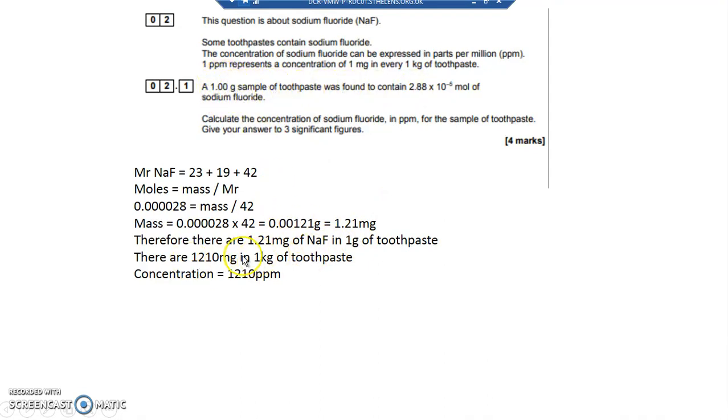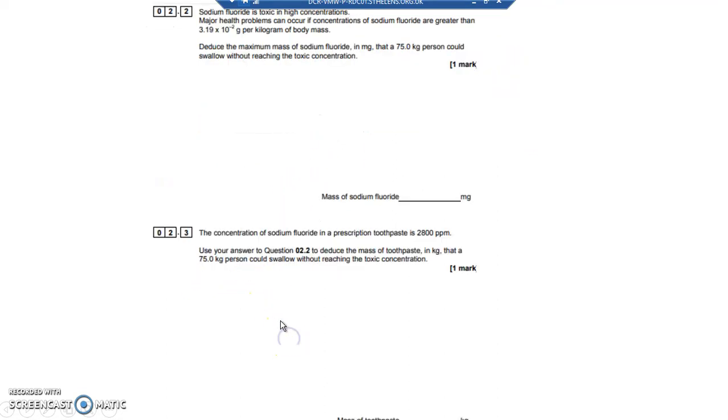So if I multiply that up by 1,000, 1210 is the 1.21 milligrams times 1,000. That gives me an amount not in 1 gram of toothpaste, but in a kilogram of toothpaste, because there's 1,000 grams in a kilogram. So there's 1210 milligrams of the sodium fluoride in 1 kilogram of toothpaste, and it tells me the number of milligrams in a kilogram of toothpaste is also known as parts per million, so my concentration is 1210 parts per million.